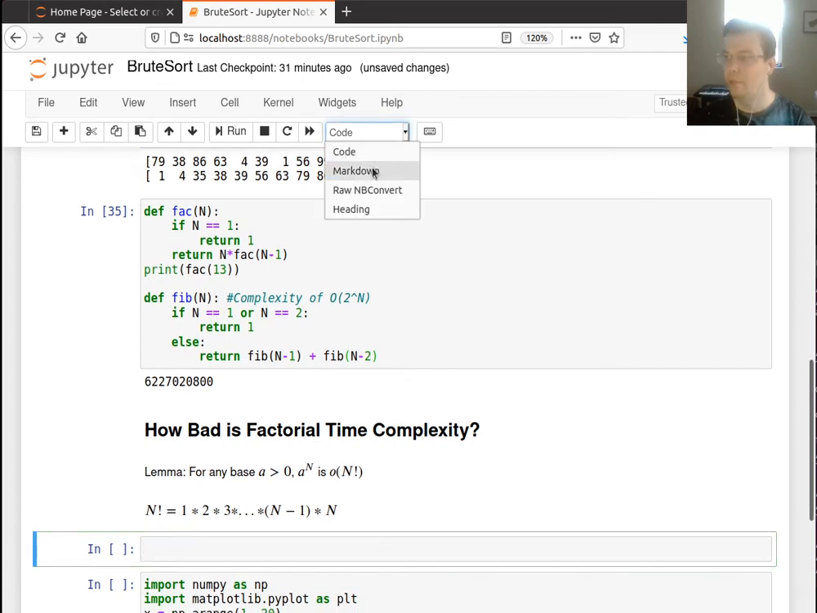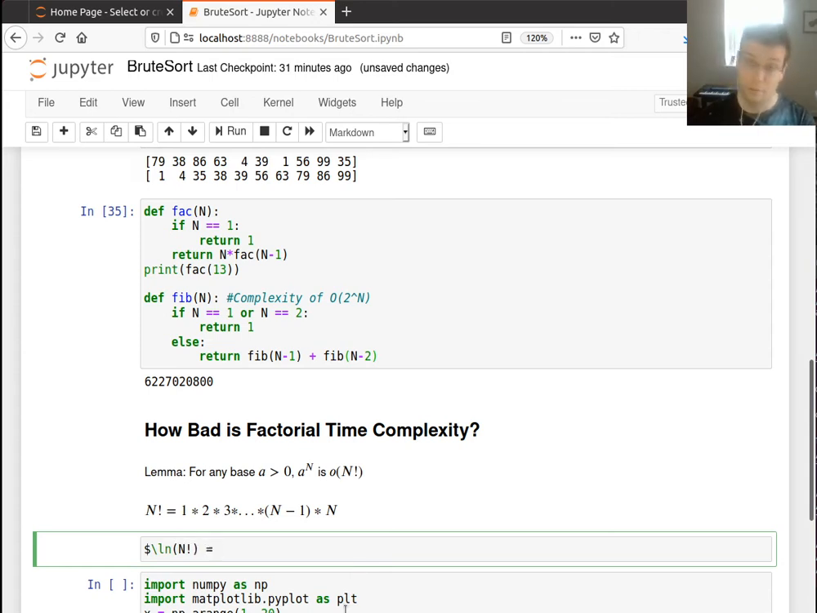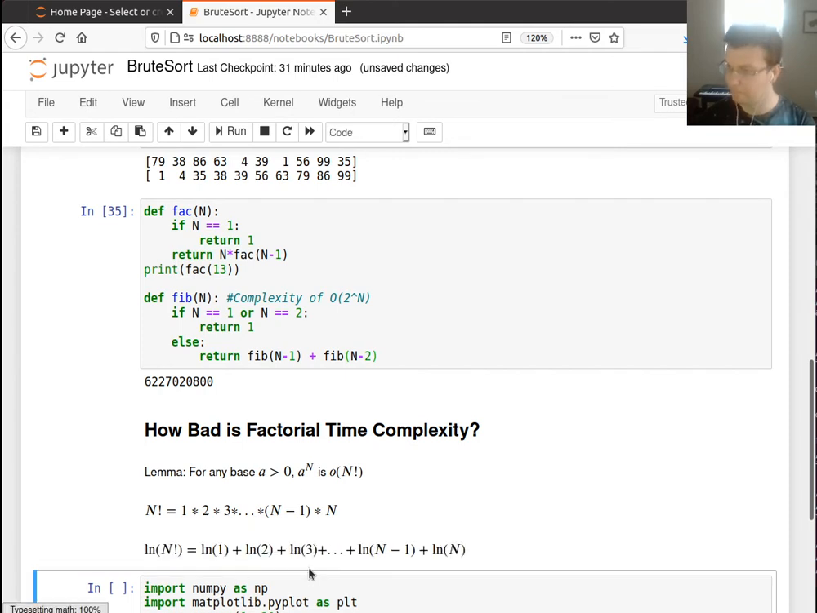Well, okay, so let me go ahead and just take the natural log of both sides. If I take the natural log of n factorial, what I remember is that the natural log of a product of numbers is the sum of the natural logs of those terms. So that would be natural log of 1 plus natural log of 2 plus natural log of 3 plus ... plus natural log of n minus 1 plus natural log of n. All right?